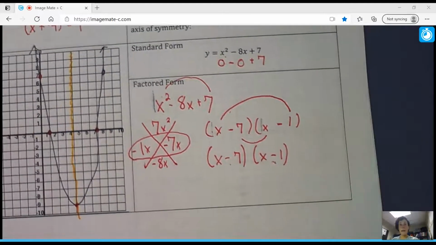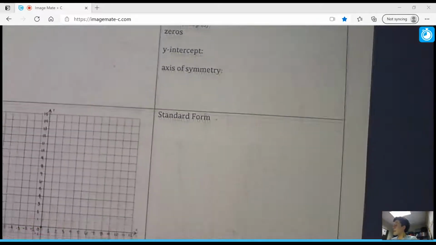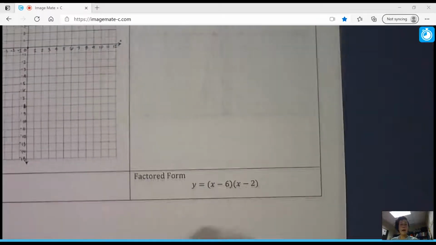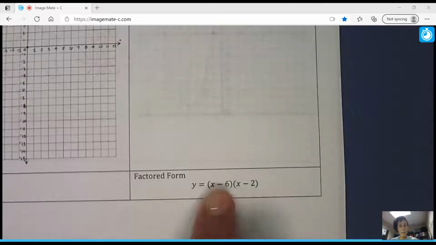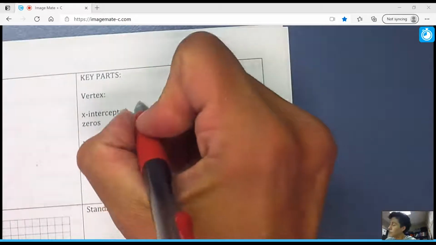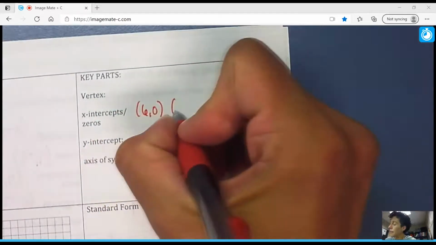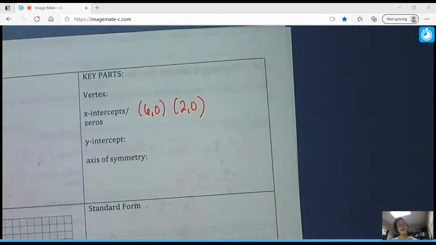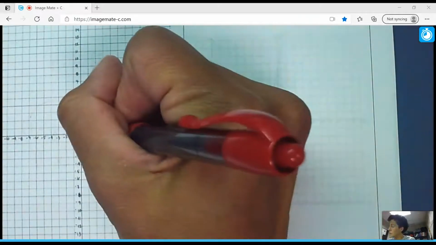So let's take a look at page 20 now, and let's see what we start with. On page 20, if you notice at the bottom, we start with factored form. So right away, I'm going to go ahead and get those x-intercepts. The trick, or the shortcut, is to take the opposite. So I want 6 and 2. And those are going to be my x-intercepts, 6, 0, and 2, 0. All x-intercepts have y as 0. So I'm going to go to the x-axis because it's the x-intercepts, and there's 2, 0, and there's 6, 0.